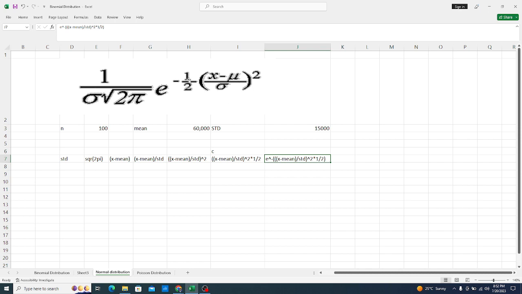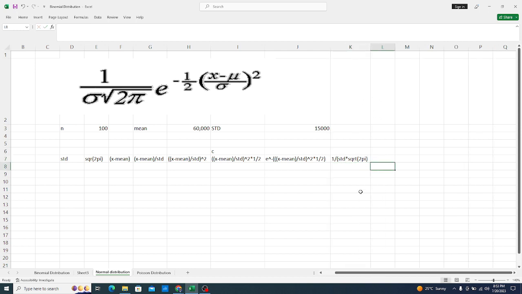Okay, so this part will be all this part, and you will be having what? You will be having this, and you will be having this. So we can now say the last part will be 1 divided by the standard deviation multiplied by the square root of 2 pi, that way.